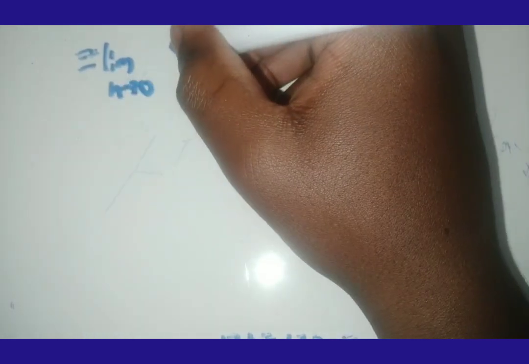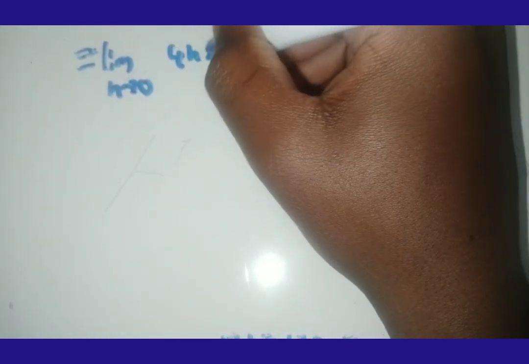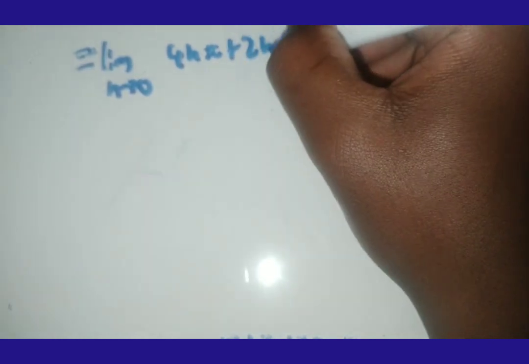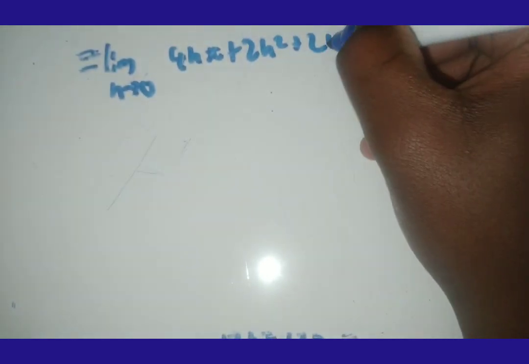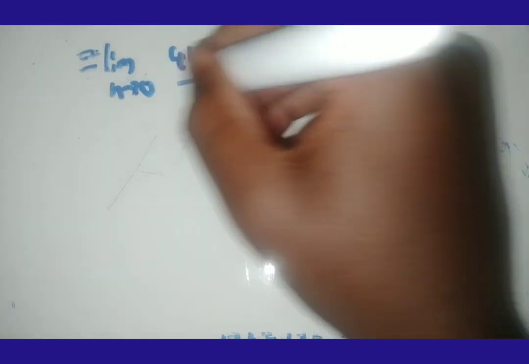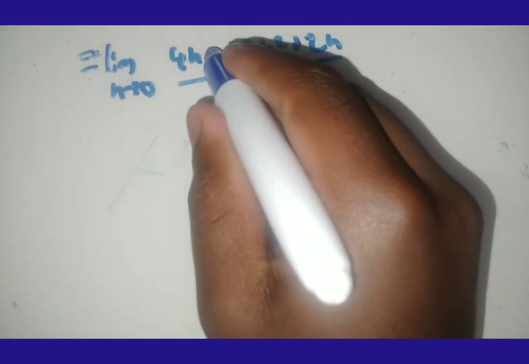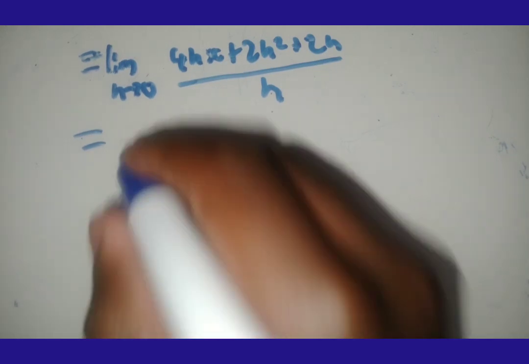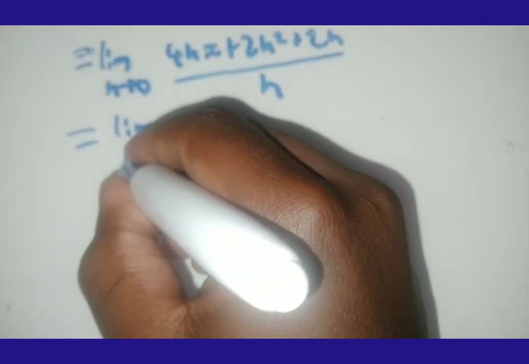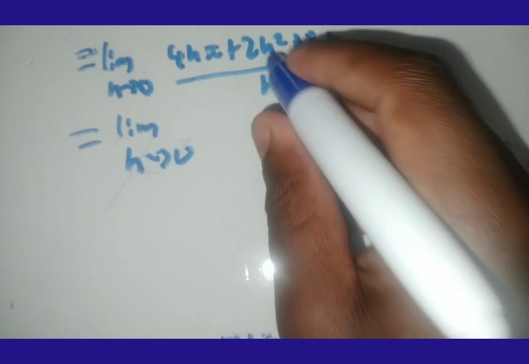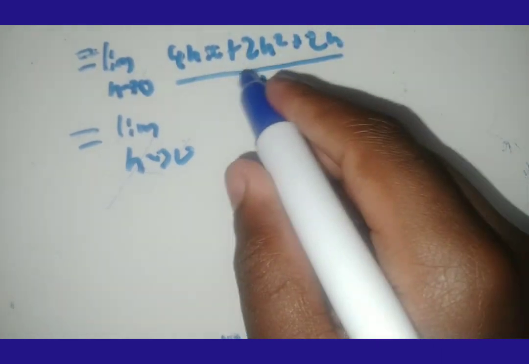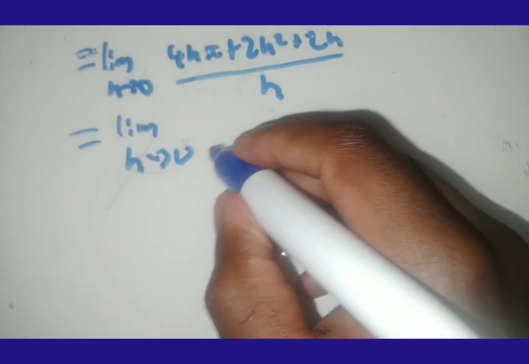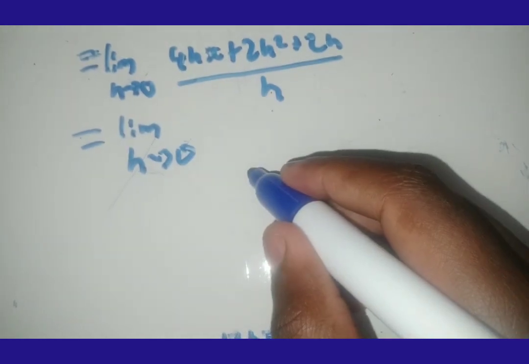So we have 4hx plus 2h squared plus 2h, which is what was left. Our goal is to get rid of the h at the bottom. We can't cancel because there are many terms, so we have to factorize. Even in trigonometry, we factorize in order to cancel. So let's factorize. What is common is 2h, but I'm just going to factorize h because my goal is to cancel h.